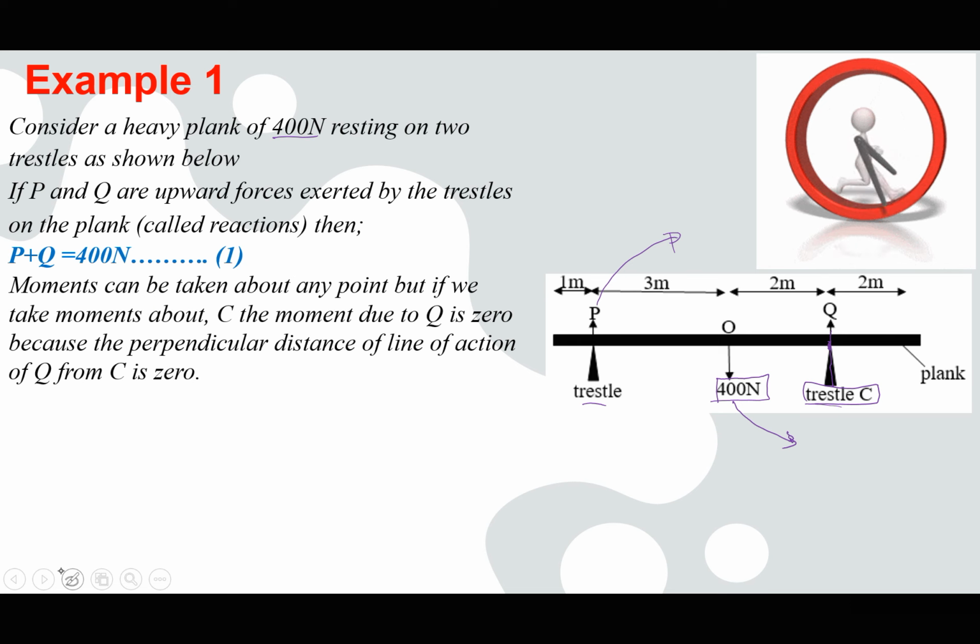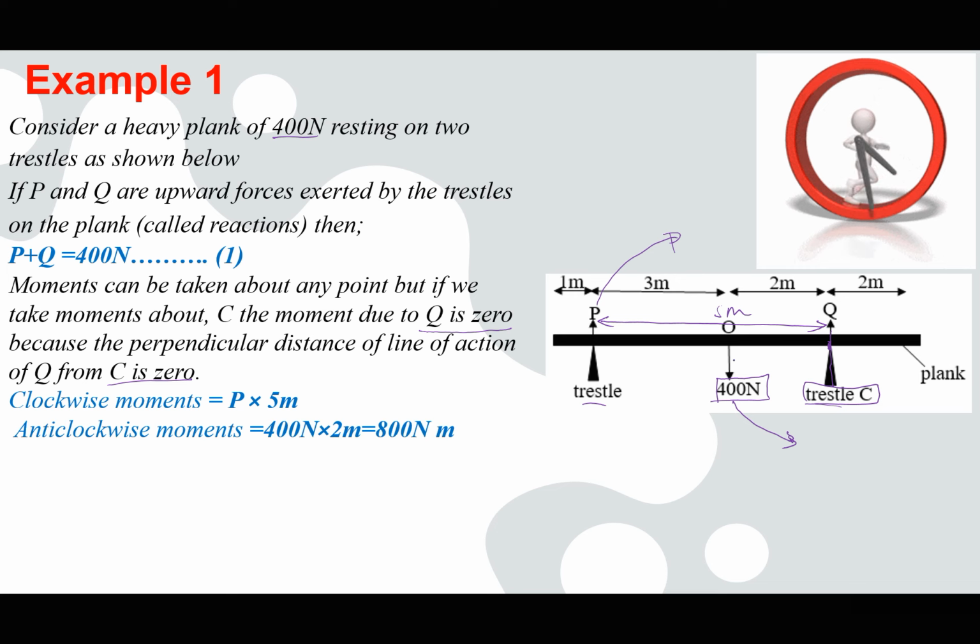So if we take moments about C, the moment due to Q is going to be zero, because the perpendicular distance of the line of action of Q from C is zero. Since Q is just acting through the trestle C, it has no perpendicular distance. Therefore, the clockwise moment is going to be P times the perpendicular distance from where we are taking moments, which is this distance here, 3 meters plus 2 meters, which is 5 meters. And the anticlockwise moment is going to be 400 newtons times this perpendicular distance here, which is 2 meters.